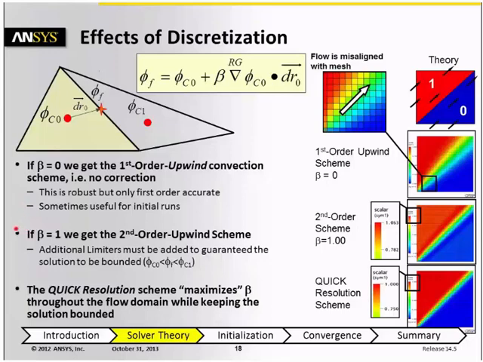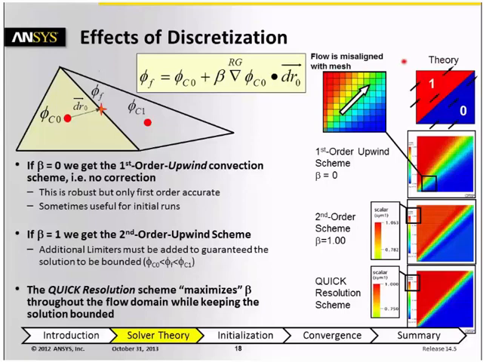Next, imagine that beta is 1. Now this kind of looks like we're using a Taylor series expansion to estimate phi sub f, and this is what happens in the second order upwind scheme. Some additional measures are taken to ensure that the solution remains bounded, which means that the face value should be in between the value of the cells on either side of the face. And finally, if you choose a quick discretization scheme, it effectively maximizes beta throughout the flow domain while keeping the solution bounded.